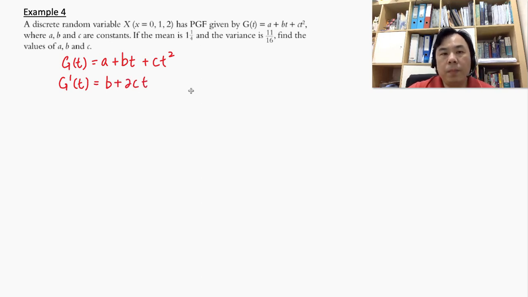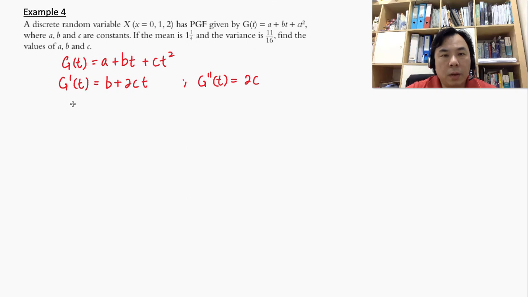Now, next, let's move on with our second derivative first. Maybe it's easier in this case. I think it's easier if I write it down at the side here. So the second derivative will be 2c only. Let me just quickly check through in case I miss out anything. b plus 2ct, and then lastly the second derivative is 2c there, right?